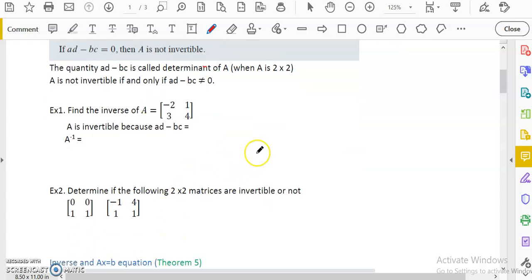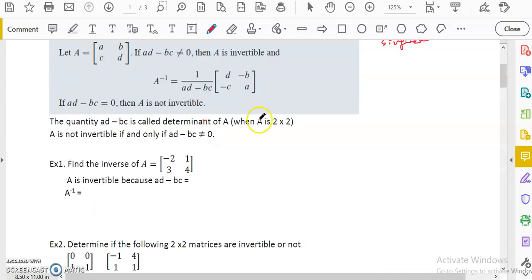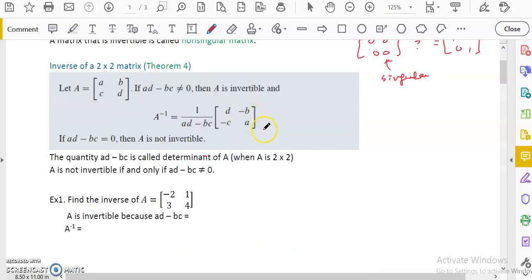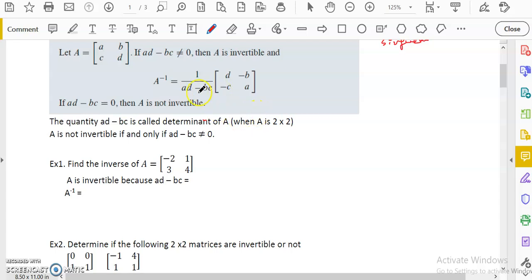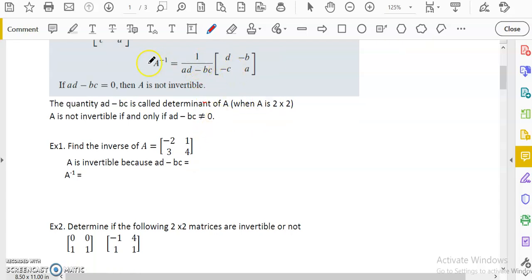So let's practice. We can talk later about how you can actually discover how to find the inverse. But so far, you can check by multiplying A and A inverse out; it is equal to the identity matrix.